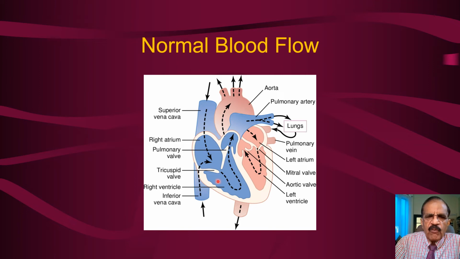So if there is obstruction, for example, blood is unable to go from this chamber to this chamber, or from this chamber to this chamber, or this chamber to this chamber, then that is called a stenotic lesion.